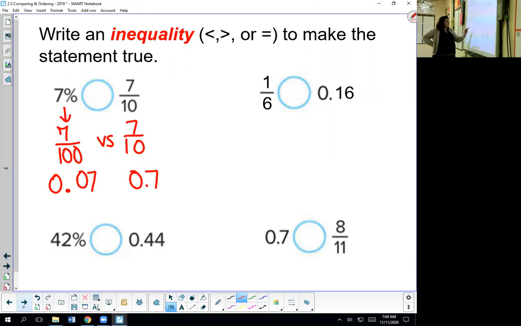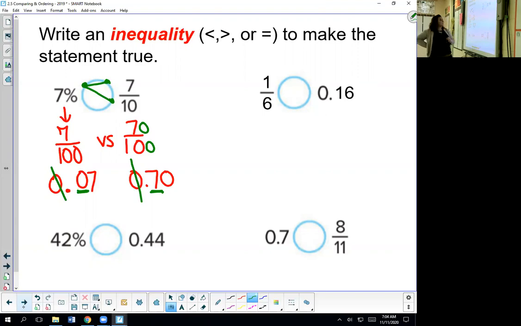So which one's bigger? Well, this would have a 0 at the end, right? Because it's not repeating. So they both have a 0, but this is a 0 and this is a 7. So 7% is less than 7/10. By the way, this would have been 70%, which is clearly way bigger.